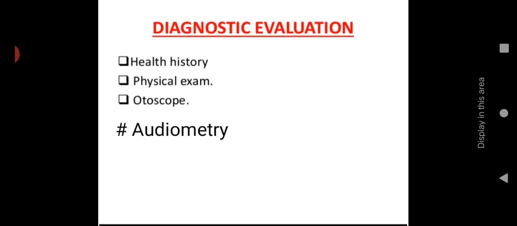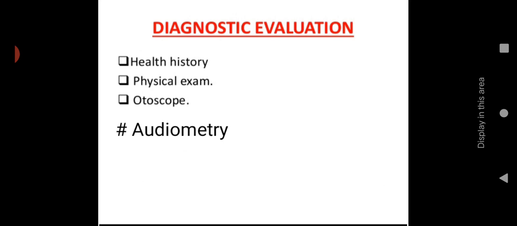Then we'll move to the diagnostic evaluation. You have to collect the complete health history. Then physical examination should be done manually. Then with the help of an otoscope you have to do the proper examination, so you can identify the amount and intensity of the obstructed ear, and you can identify the exact site of obstruction. It will help for wax removal.